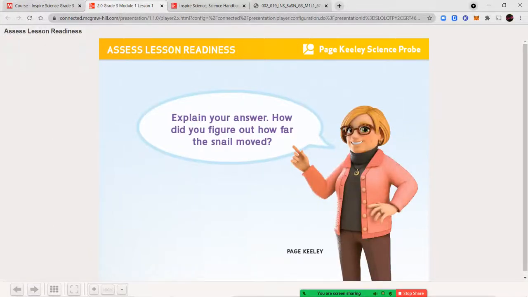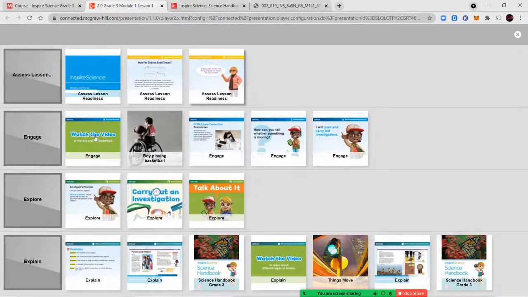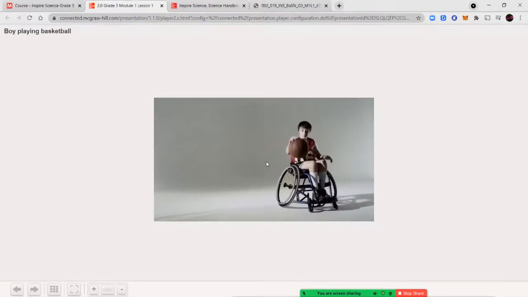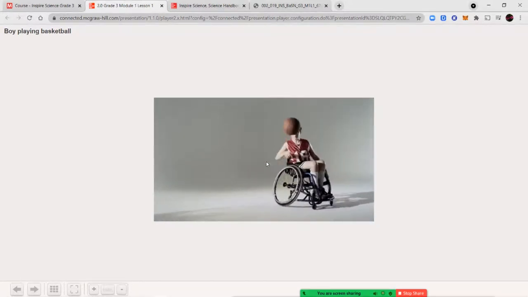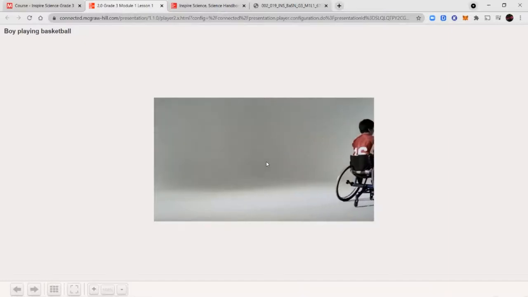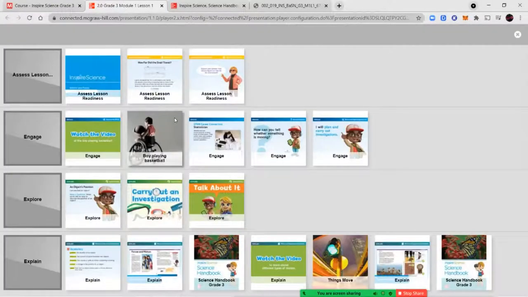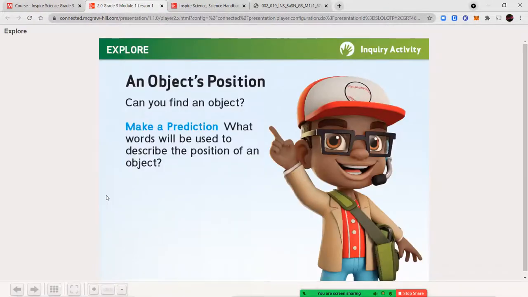Now moving on, we are going to hop into our next section. We watched the video first about the boy playing basketball, and I'll show the video to you one more time. For this video, you are answering questions on page 5. And then we read about the statistician, which was our STEM career connection. Once we completed that and the questions related to it, we carried out our inquiry activity where we were working on identifying an object's position.